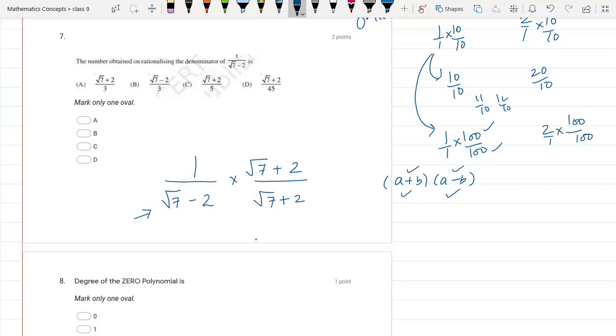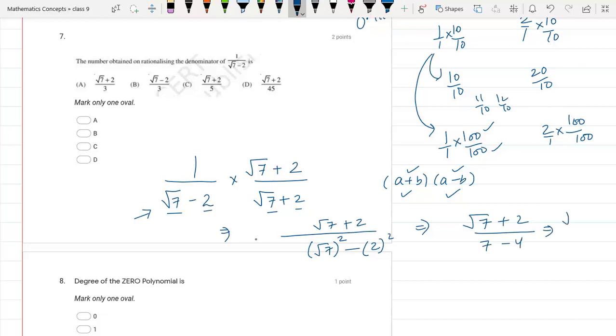So in this case the denominator is formula of a minus b, a plus b, so it becomes a square minus b square, it is root 7 square minus 2 square, and in the numerator we have root 7 plus 2 only. Solving further becomes root 7 square is 7, 2 square is 4. So answer is root 7 plus 2 upon 3. So you can check, answer is first one, root 7 plus 2 upon 3.